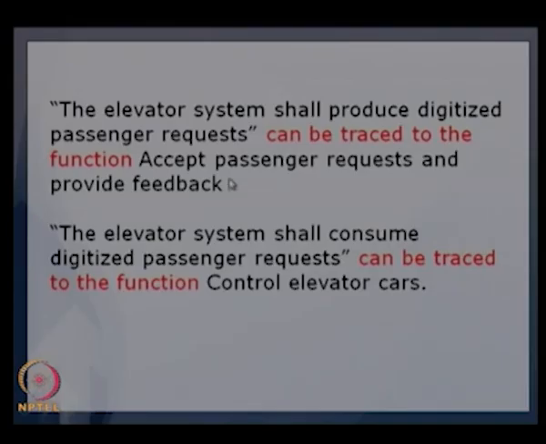Not only the functions, what we need to do is to look at which function or which component is providing this function, then the requirement can be traced to that particular component also. Therefore, we can have a traceability of the input output requirement which is internal to the system, as well as we can trace these requirements to the corresponding functions and components.